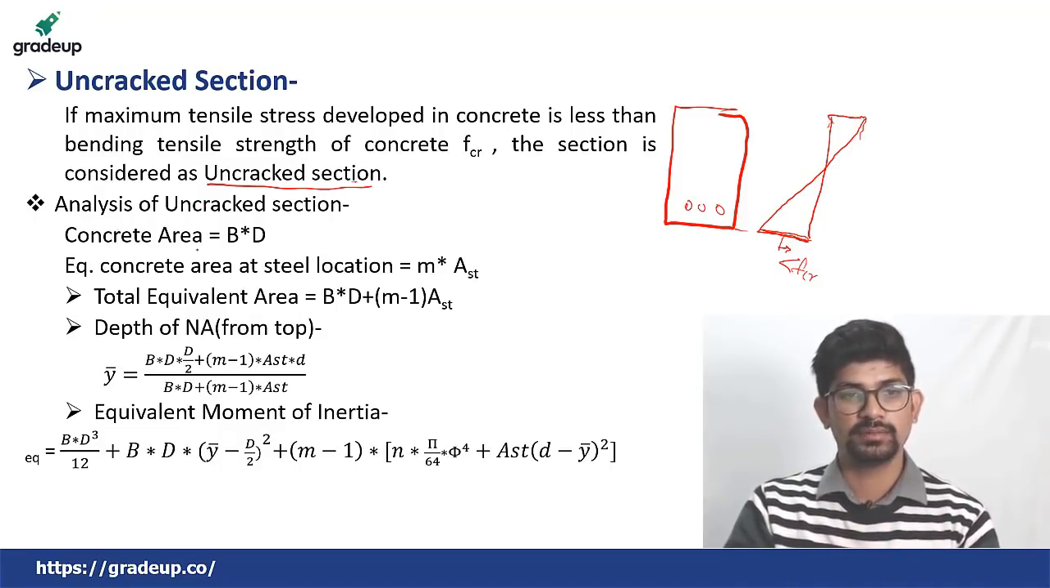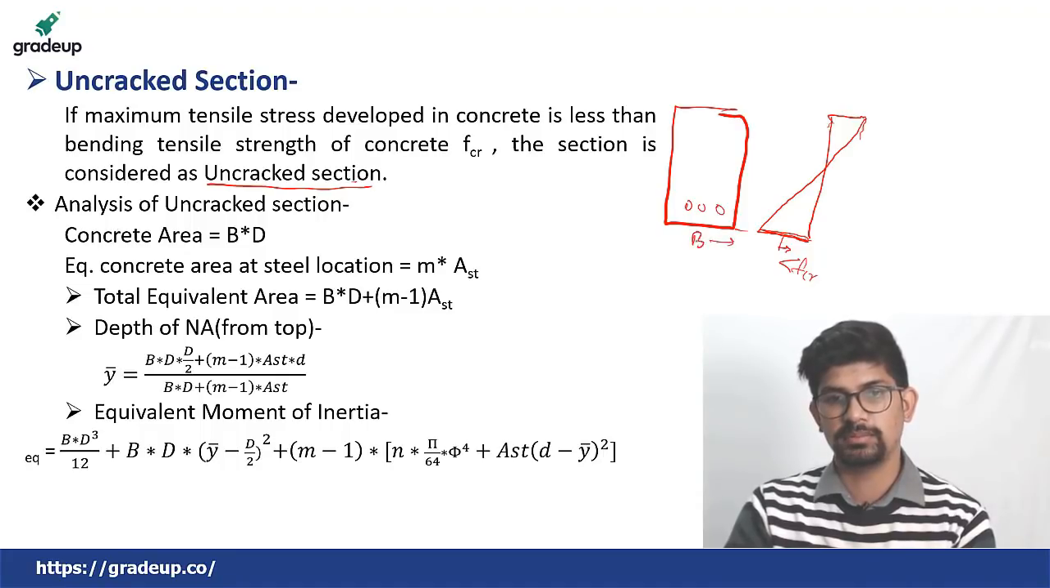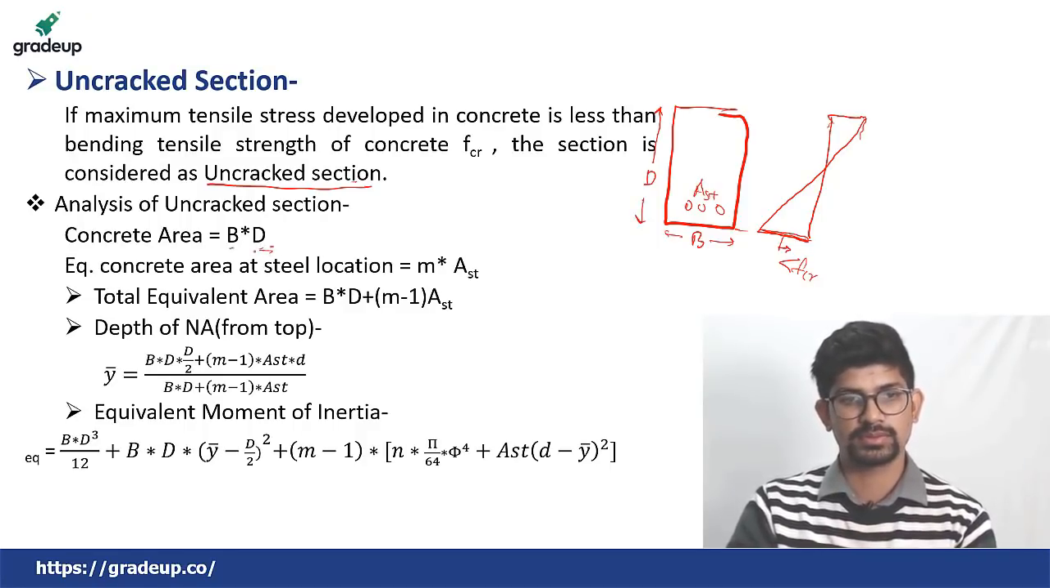Now coming to the analysis here. This is B, this is D, this is AST. It will be convenient for all of you to refer to these letters. So the concrete area is B into D. The equivalent concrete area at the steel location is M into AST, as we have already done in the analysis portion. Now, the total equivalent area will be B into D plus (M minus 1) into AST. The minus 1 is done to remove that AST and replace it with equivalent concrete.